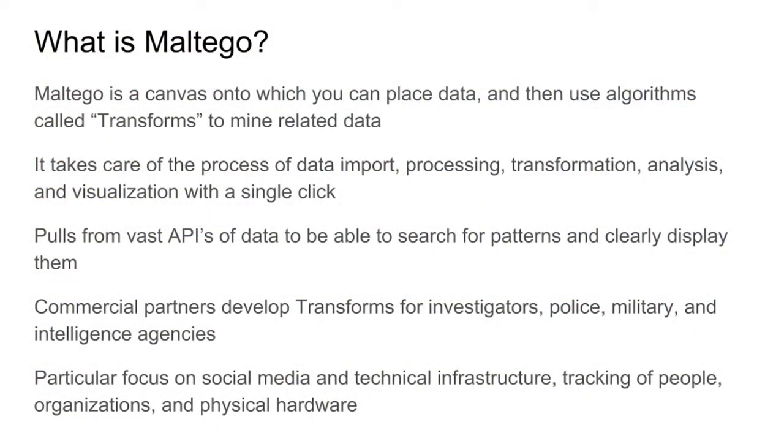So Maltego. Maltego is a canvas onto which you can place data and then use algorithms called transforms to mine for related information. It takes care of the process of data import, processing, transformation, analysis, and visualization in a single click in most cases. It pulls from vast APIs of data to be able to search for patterns and clearly display relationships. And commercial partners provide a product called transforms, which are various algorithms for police, military, and intelligence agencies.